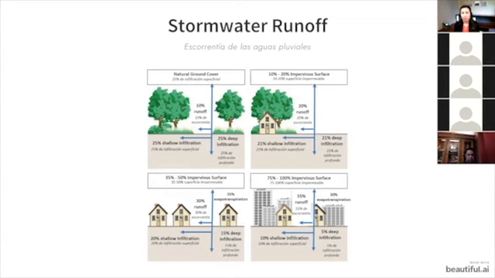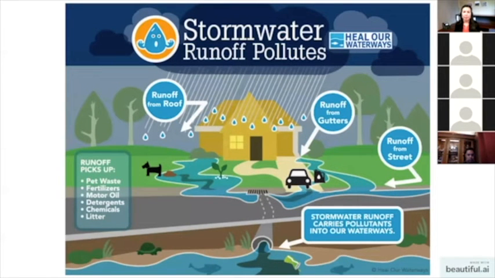But when we get down to the bottom right box of 75% to 100% impervious surfaces, and this is what we're seeing, of course, in large cities, you have 5% deep infiltration and 10% shallow infiltration with 55% runoff. And so what does that look like? Why does that matter? It matters because as the runoff hits our impervious surfaces, goes from some roof lines down to sidewalks, down to roadways, it's picking up pet waste, fertilizers, motor oil, trash, debris, chemicals and detergents, and that's all putting it into our waterways.